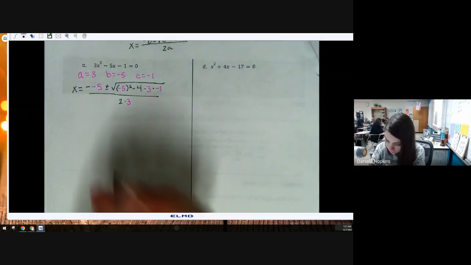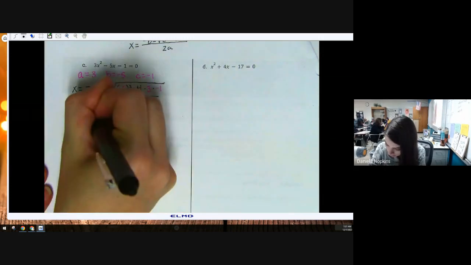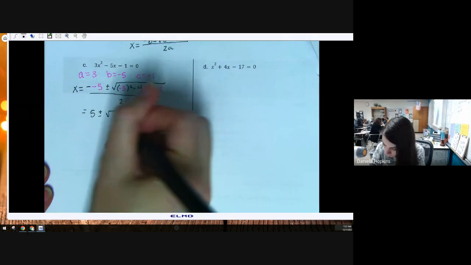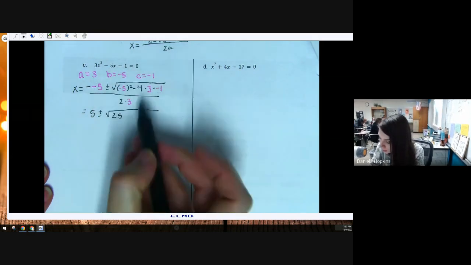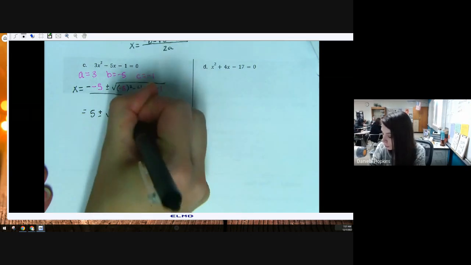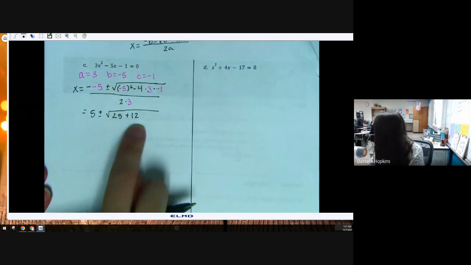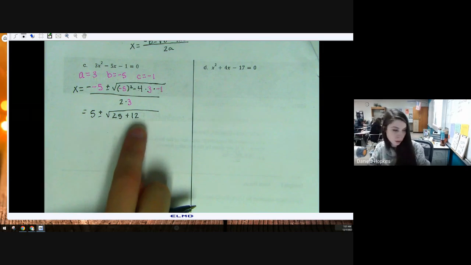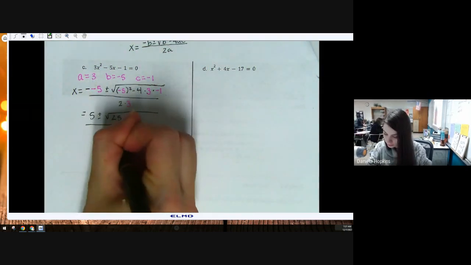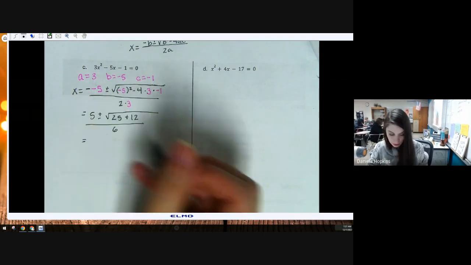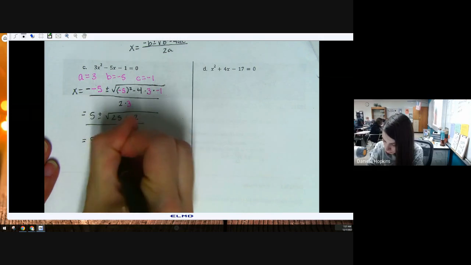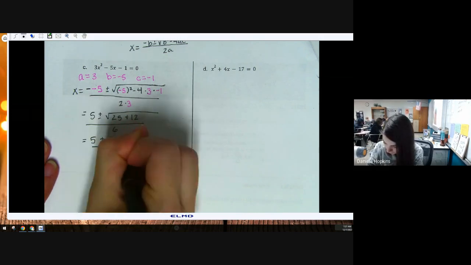Then I start typing stuff in. So I have 5 plus or minus the square root of -5 squared is a positive 25. -4 times 3 is -12 times a -1 would actually be a positive 12. So instead of 25 minus 12, it becomes 25 plus 12, all over 6. 25 plus 12, it's so close to a perfect square, but it's not. It's the square root of 37 all over 6.